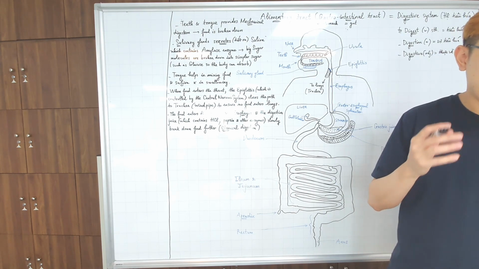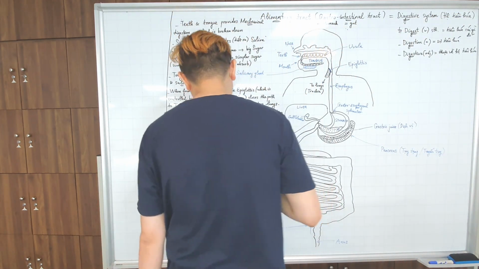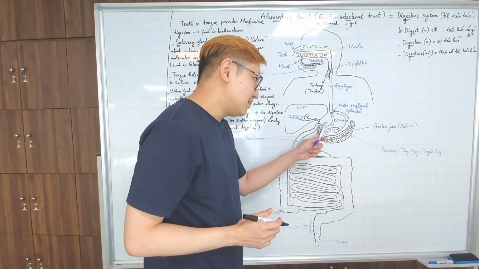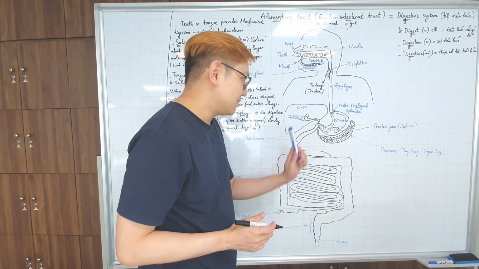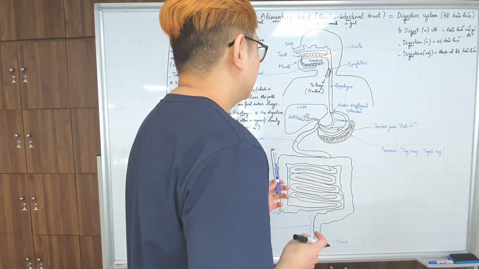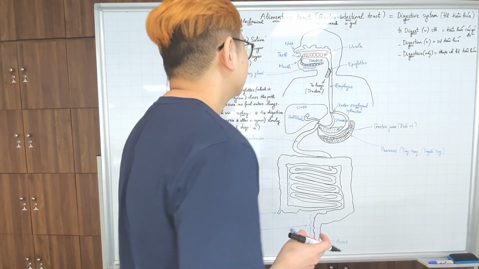So basically at the mouth is mechanical digestion, but at the stomach we have chemical digestion, okay? So until here, nothing is absorbed yet, except from maybe some sugar in there, you know.